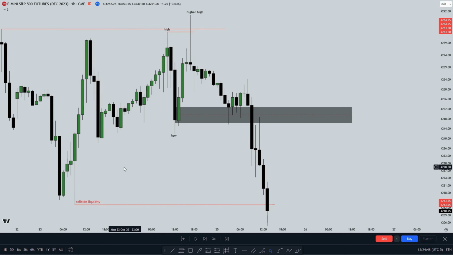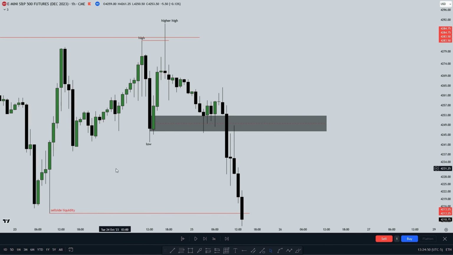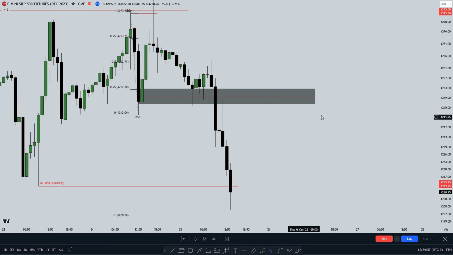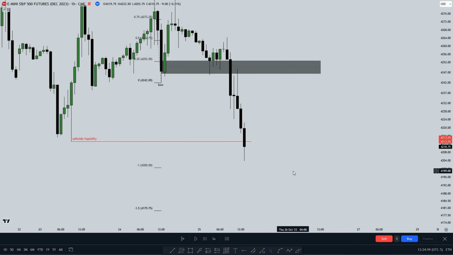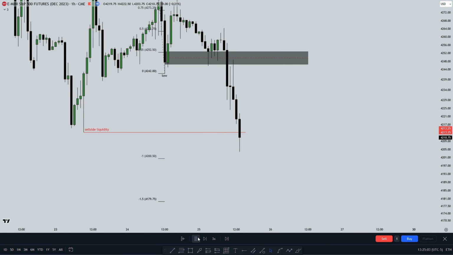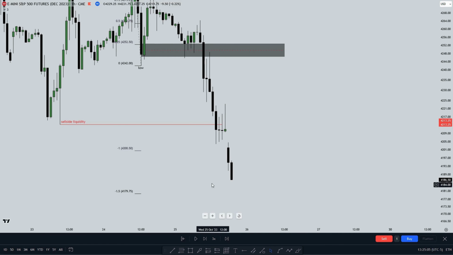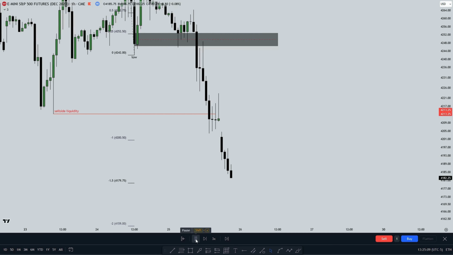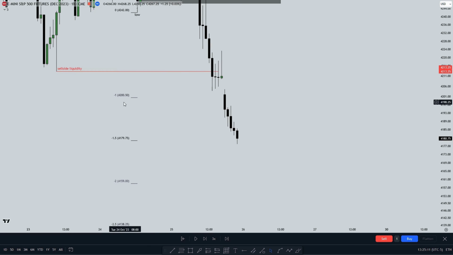Just to show you that you could also use your standard deviations on the 1 hour, we go from the high to the low, and then we want to see price coming down into this -1 to -1.5 range. And right here we gap lower and touch the -1 to -1.5 range.